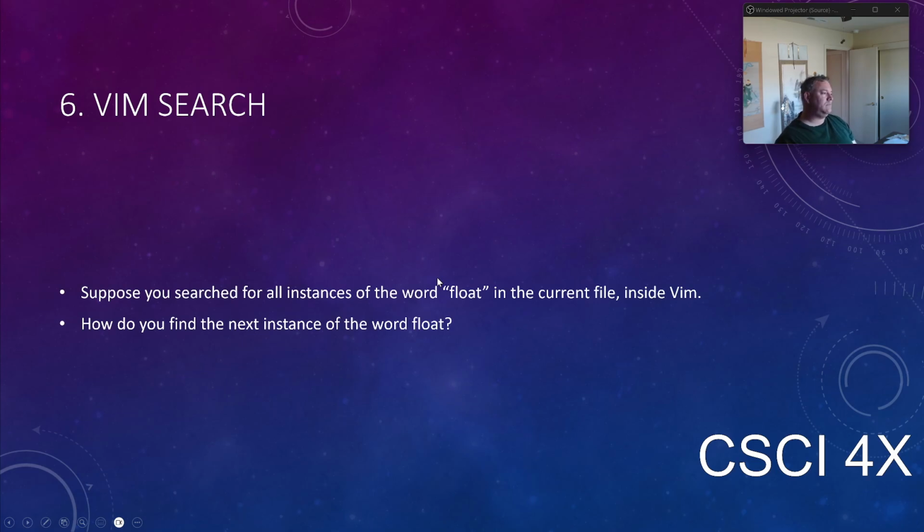Last week, we asked you guys, how do you search for a word? /float will find all the floats in the file. How do you go to the next hit? How do you go to the next instance of the word float somewhere within the current file? So we've already searched for float. The word float is highlighted on the screen everywhere. You want to go to the next match for float. What is the key to do it? It's one key.